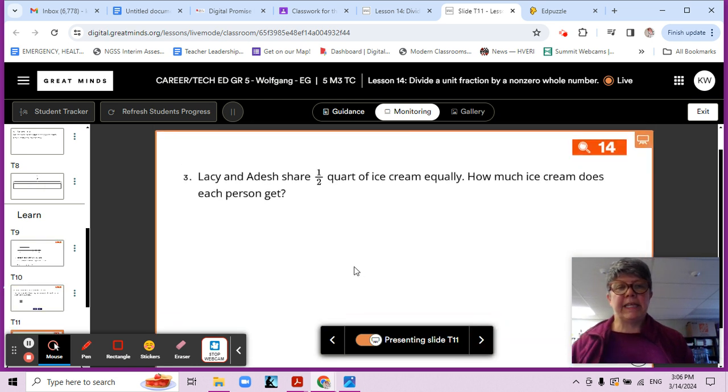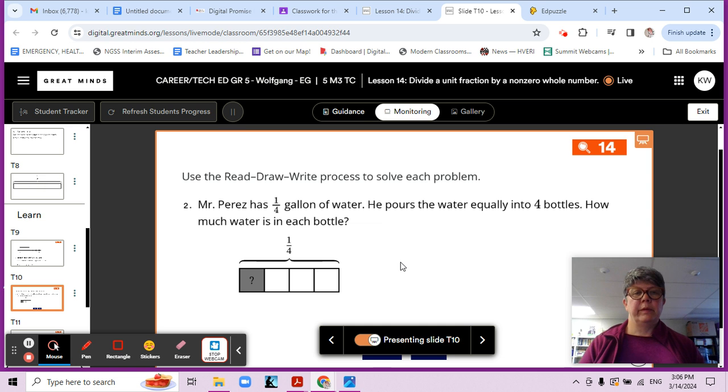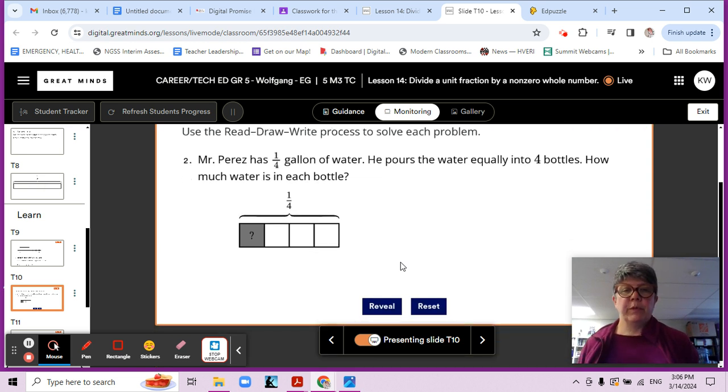All right, Lacey and Adesh each get one. Oh, sorry, that's number 3. Number 2, Mr. Perez has 1/4 gallon of water. He pours the water equally into 4 bottles. How much water is in each bottle?